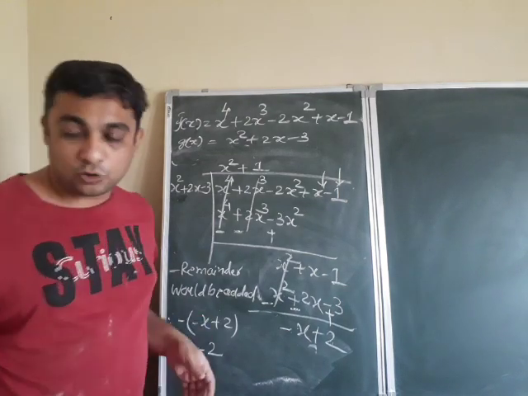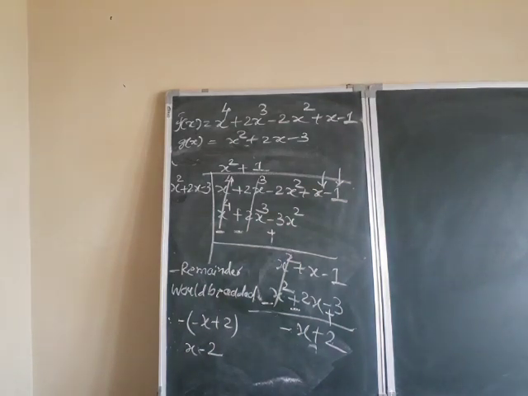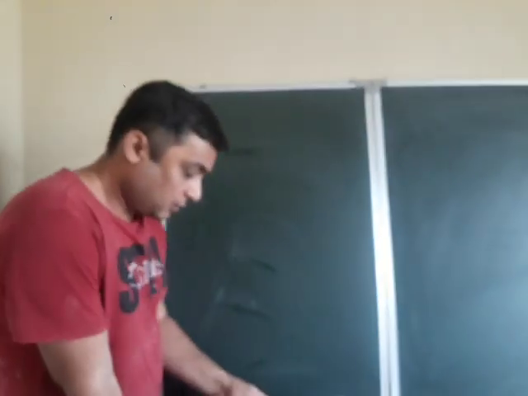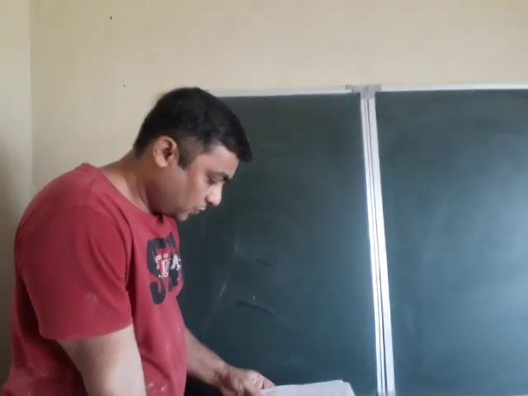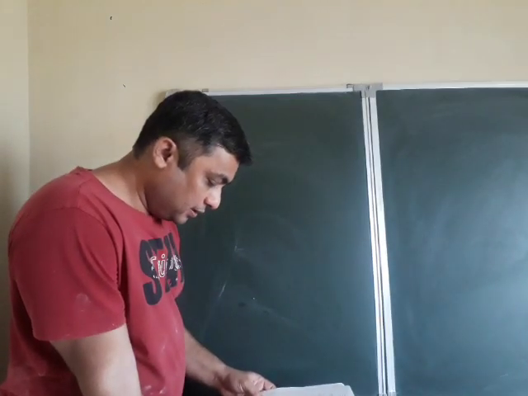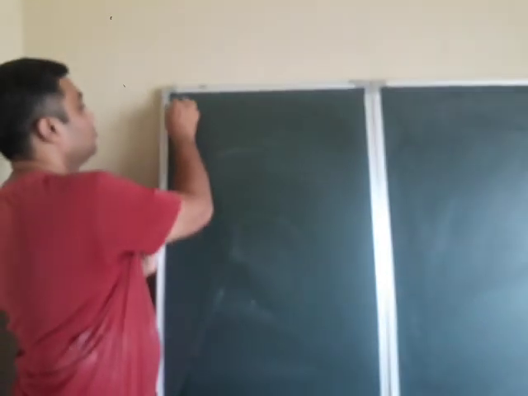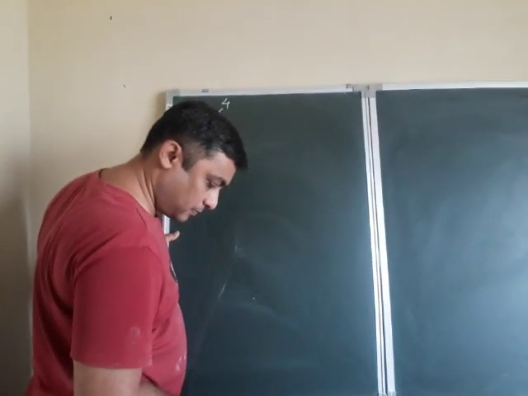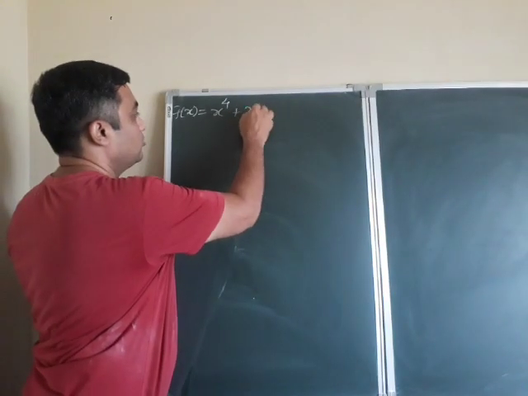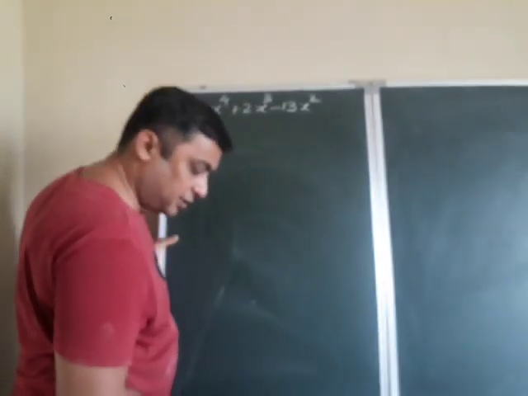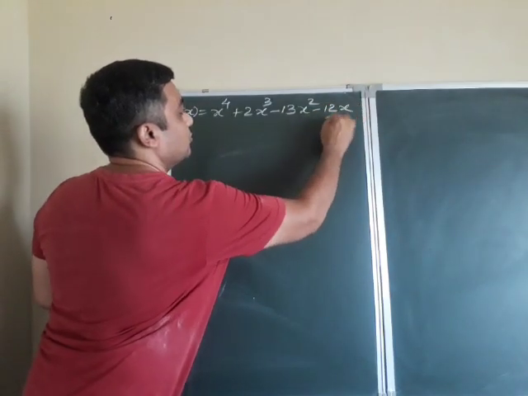Let me go for the next example. So see the next example. Ready for the next example? Let me read the next example. What must be subtracted from the polynomial f of x is equal to x raised to 4 plus 2x cube minus 13x square minus 12x plus 21.